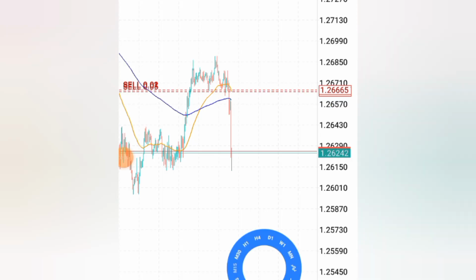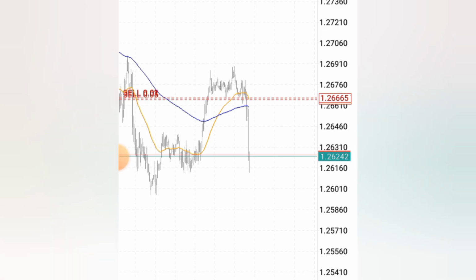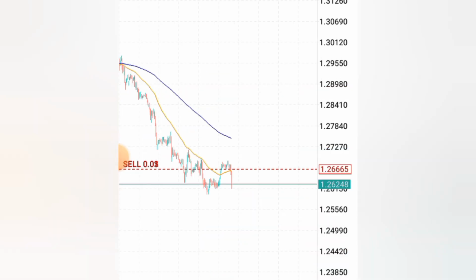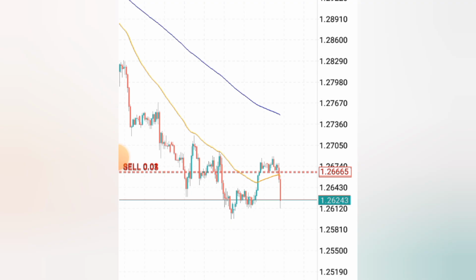I want to show you how we were able to sell this GBP USD. We call this sell in London session, at the start of the London session. That's where we got this sell from. Because now if you follow market structure very closely, you see that you get this trade very well.